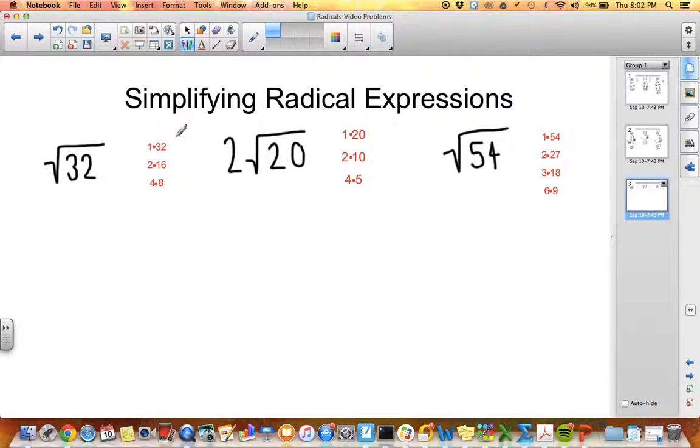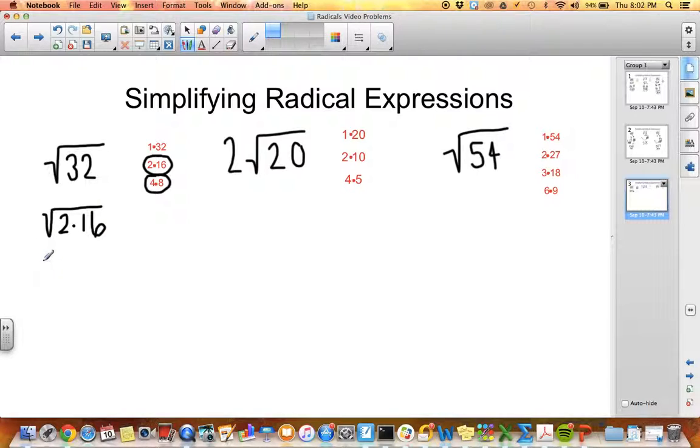When choosing a pair, we got to pick a perfect square. So 16 is a perfect square, and 4 is a perfect square. Remember, anytime that we have more than one option, we always want to choose the perfect square that's bigger. So 16 is bigger than 4, so we're going to use that one. So we rewrite the square root of 32 as the square root of 2 times 16.